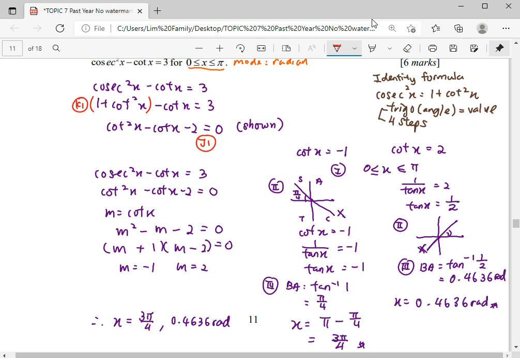From here, our factorization will give us 1 mark in order for us to find our trigo angle value. This is another mark. And then find our basic angle for both parts of the solution. Then finally our answer. So in total we have 6 marks for this question.